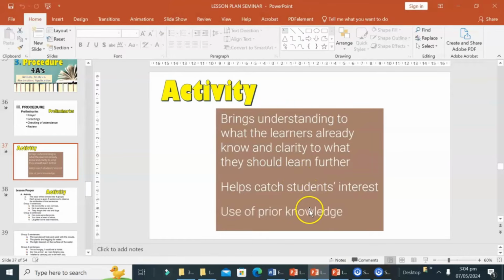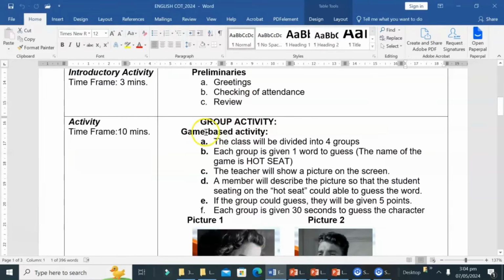So in here, this is also the motivational part, okay? Helps catch students' interest. Alright, so in here, para interactive siya, I made use of a group activity. So, game-based activity yung ginawa ko dito. So, first, the class is divided into 4 groups, and then the name of our activity is hot seat.